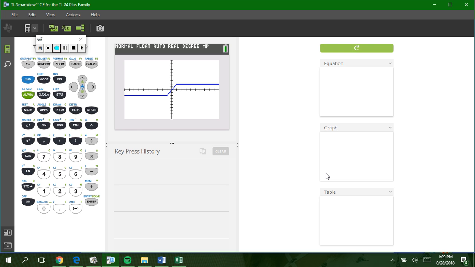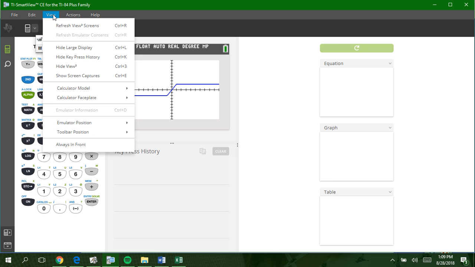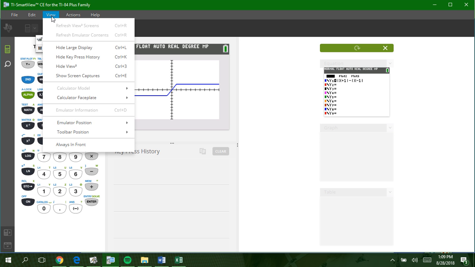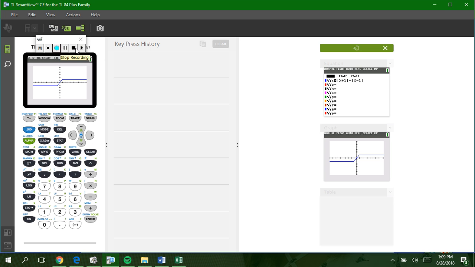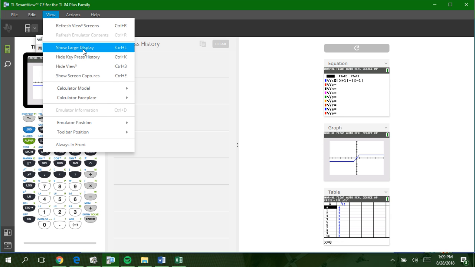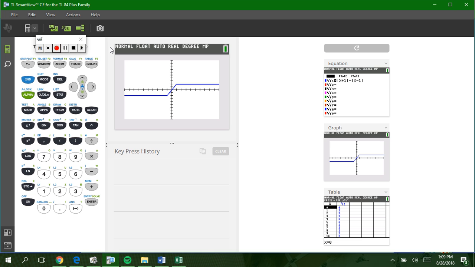Like if I went ahead and did view, hide large display. So that's basically your calculator right there, right? Are you with me? The only reason why I'm doing it the other way is just so you guys get a larger view. Make sense?